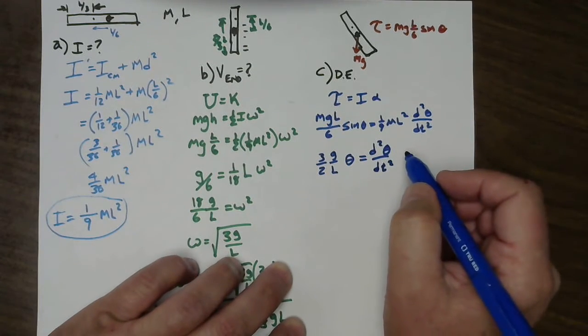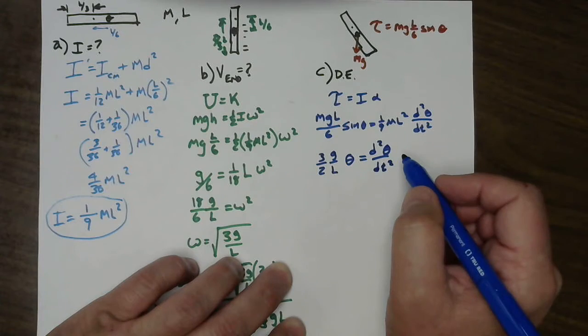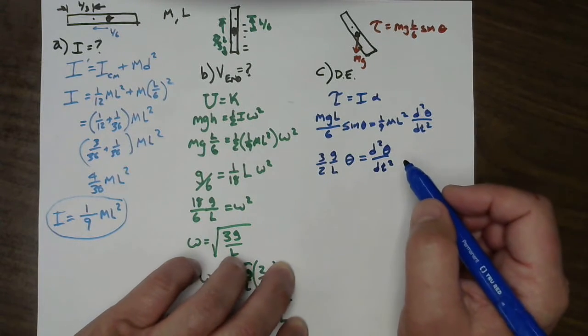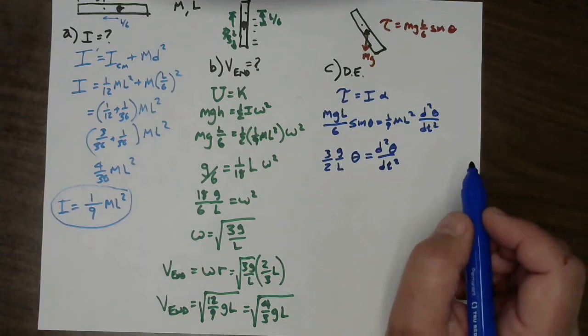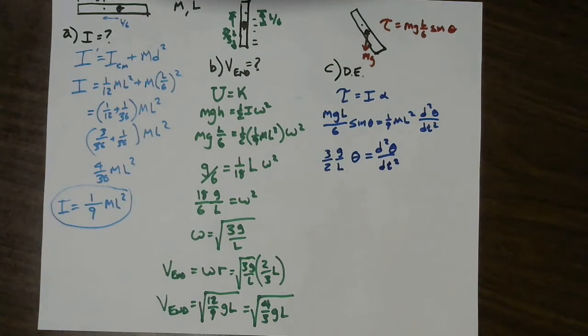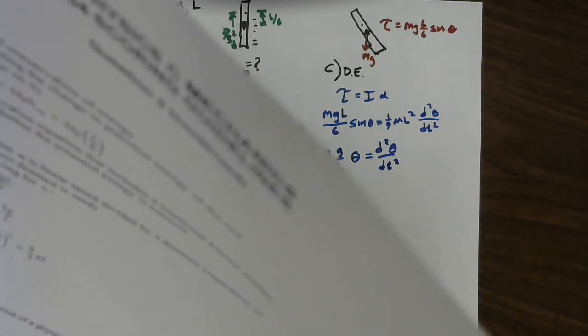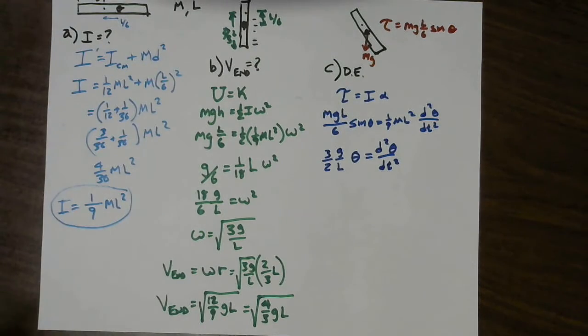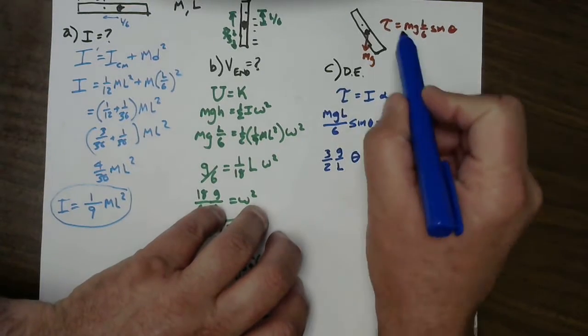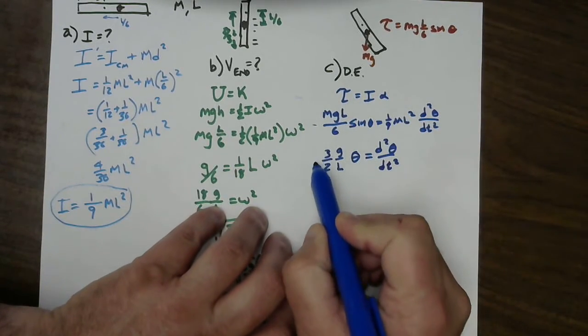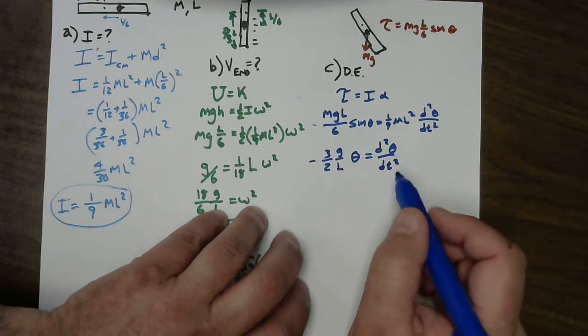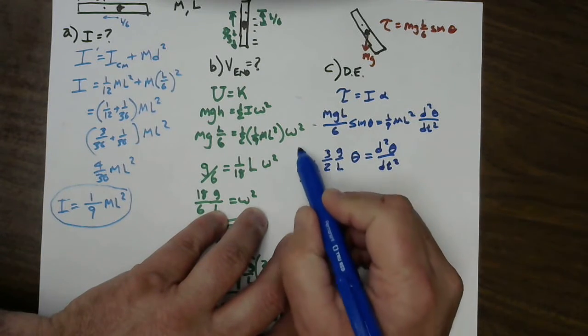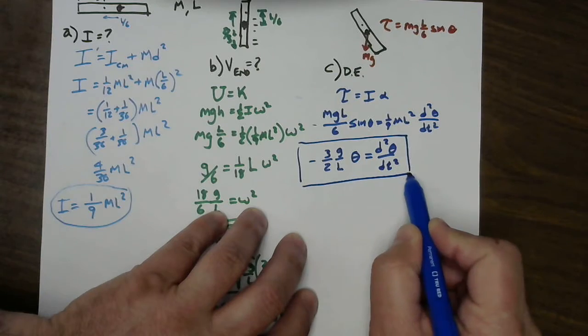Let me just make sure that I got that correct. I believe that's right. Let me double check here. It's slightly different than what I got before. Yeah, that's correct. There's probably a minus sign issue to deal with here. Remember that this is a restoring torque, so this should have a minus sign on it. I don't know if the College Board would tag you for that. I guess they probably would, so let's go ahead and do that.